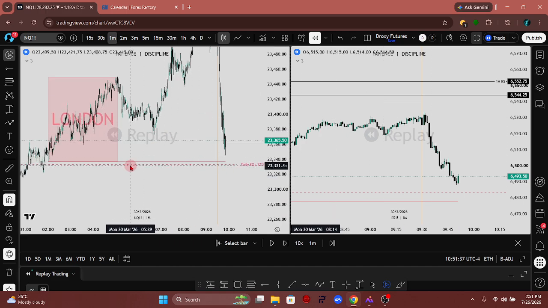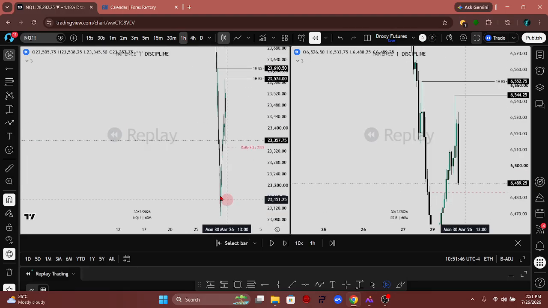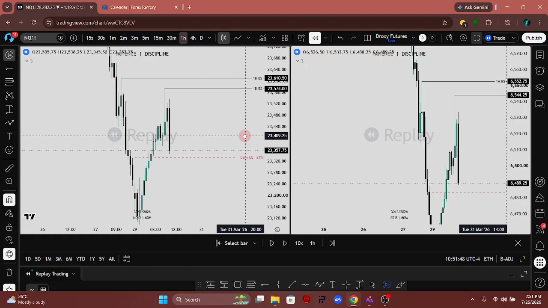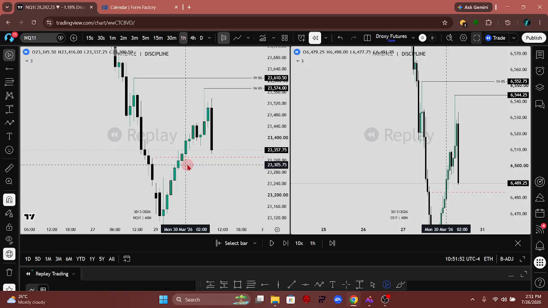So we are heading towards the London low. But the reason I'm not interested in this London low is because it doesn't exist on the 1 hour. There are a lot of rules that I need to follow before I take a trade. The London low is around somewhere here. London is from 2 to 5, and New York is from 9:30 to 11.